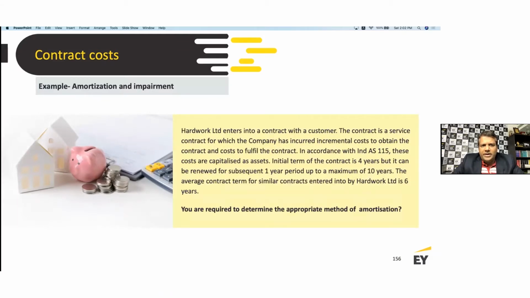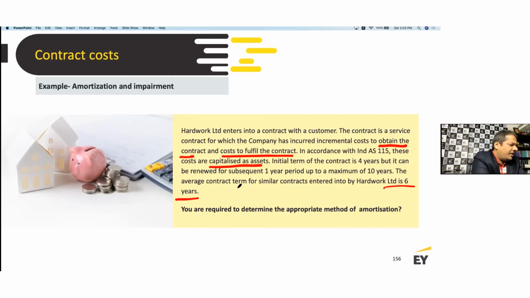So let's look at another example in relation to amortization and impairment. Hardwork Limited enters into a contract with a customer. The contract is a service contract for which the company has incurred incremental cost to obtain the contract and cost to fulfill the contract. In accordance with Ind AS 115, these costs are capitalized as assets. Now, the initial term of the contract is 4 years, but it can be renewed for subsequent 1-year periods up to a maximum of 10 years. The average contract term for similar contracts entered into by Hardwork Limited is 6 years.